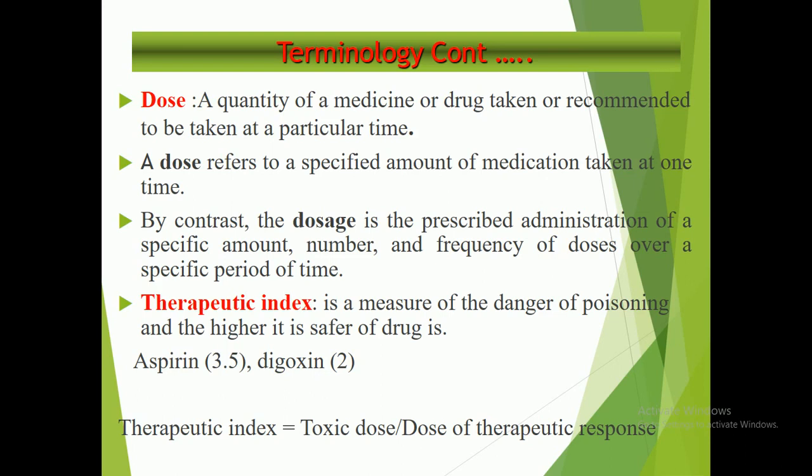Another thing is the therapeutic index. The therapeutic index is a measure of the danger of poisoning: the higher it is, the safer the drug is. It is also called the therapeutic window. In other words, it shows the relationship between the toxic dose and the dose of therapeutic response. For example, aspirin is 3.5 and digoxin is 2. So the therapeutic index shows the ratio between the toxic dose and the dose of therapeutic response.